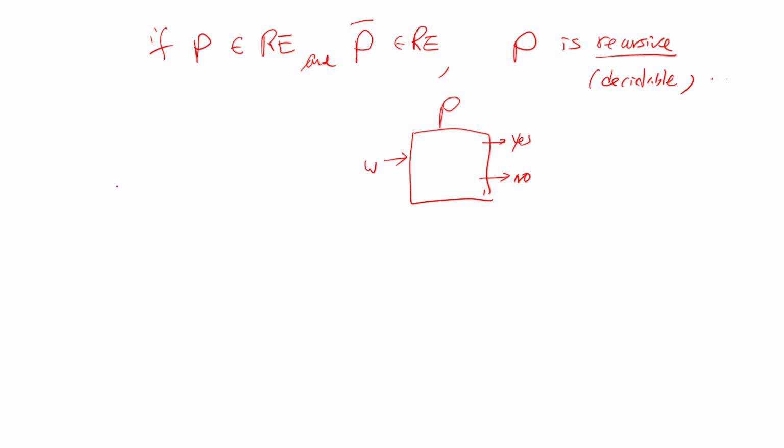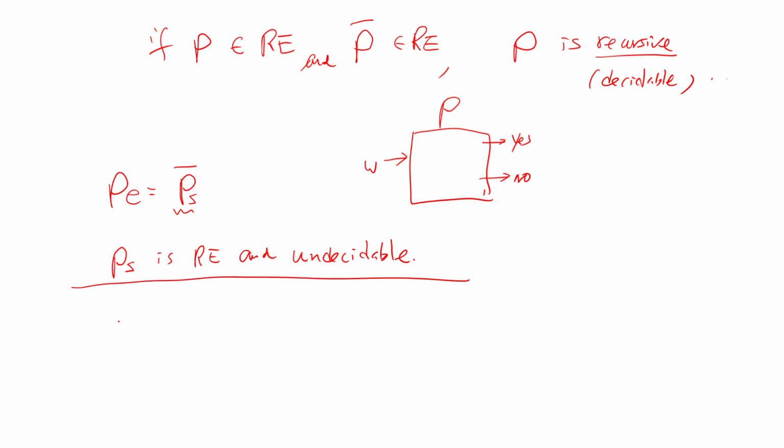Now we know, don't forget, PE is the complement of PS, a program that prints out something. And we know PS is RE and undecidable. So assume PE, the complement of PS, is RE. Then both PS and PS bar are RE.